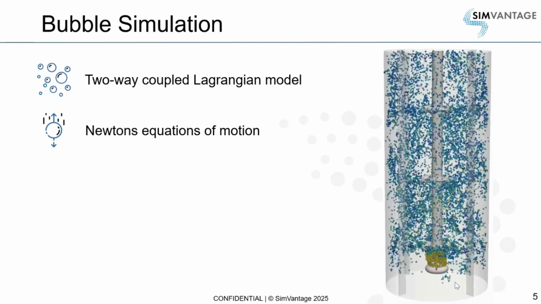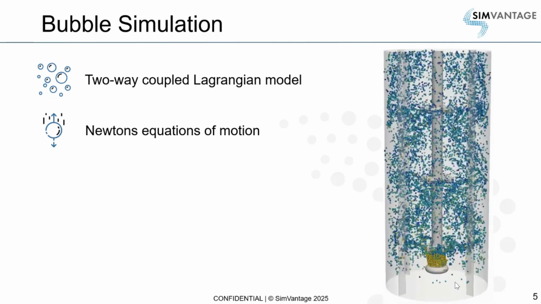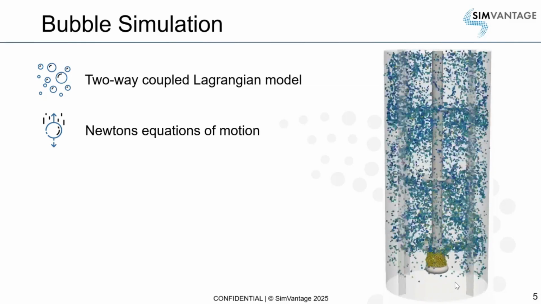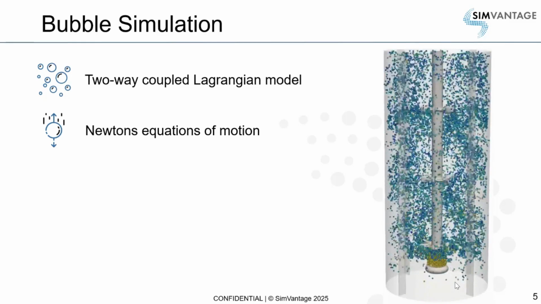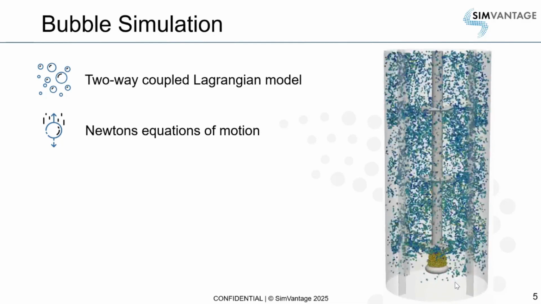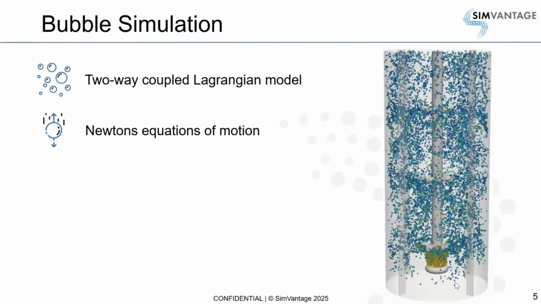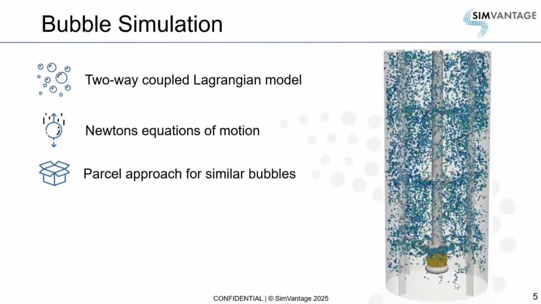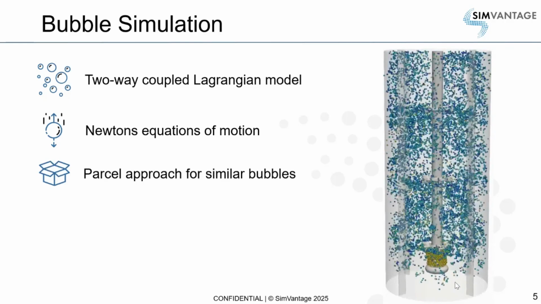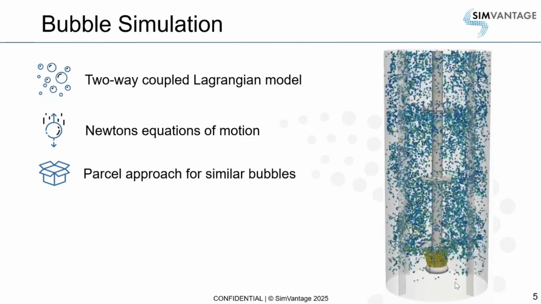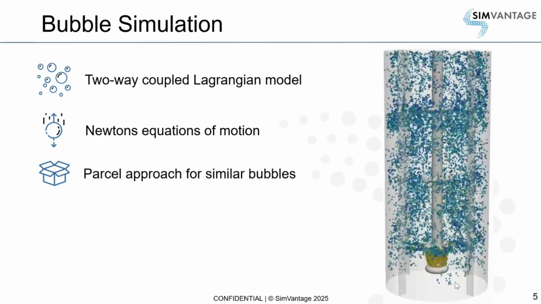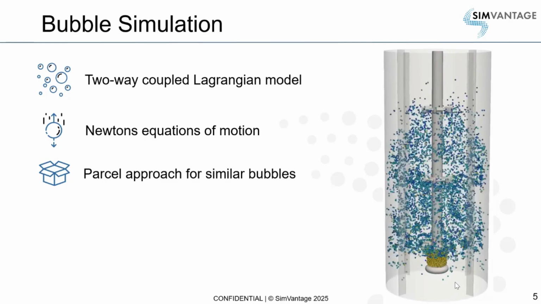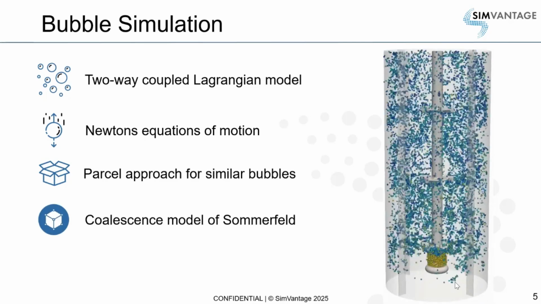To know how the bubbles move around, we solve Newton's equations of motion. This means we sum up all the forces that are acting on the bubbles, and then we get the resulting force, and with that we know where the bubble is at the beginning and the end of the time step. And then in very large reactors, the number of bubbles is way too high. Therefore, we use the parcel approach to group similar bubbles together and just transport one representative bubble.